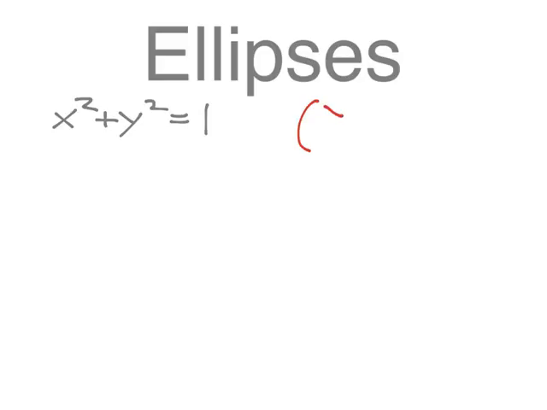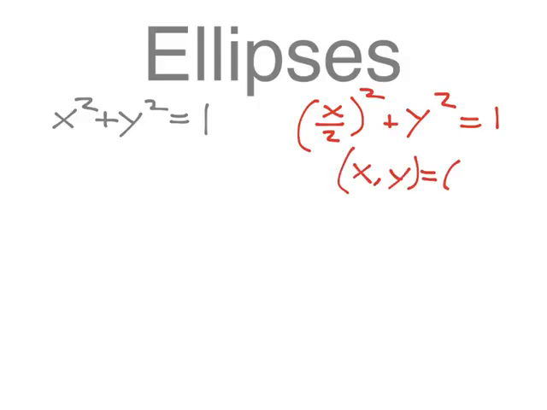What if I said (x over 2) squared plus y squared is equal to 1? Well, now my x value, in order to remain within this range of 1, can go from -2 to 2. And you can see that. If I say (x, y) is equal to (-2, 0), it works. I can go that far, but here it wouldn't work.